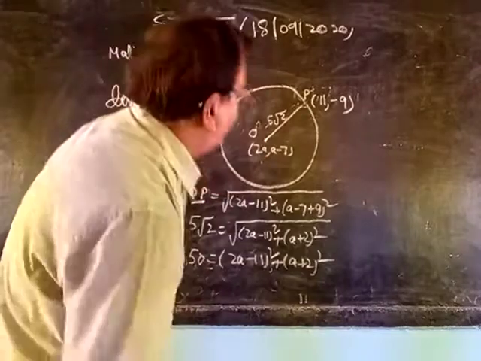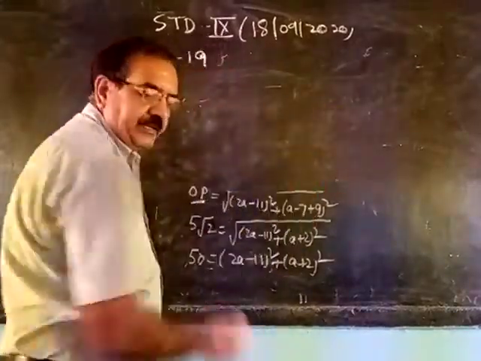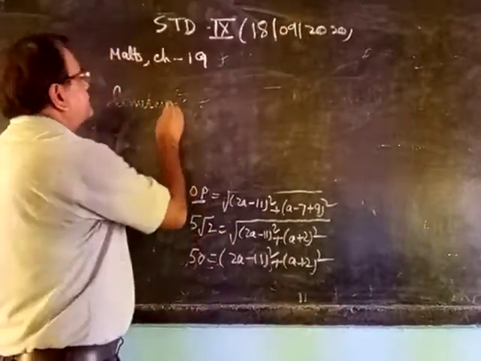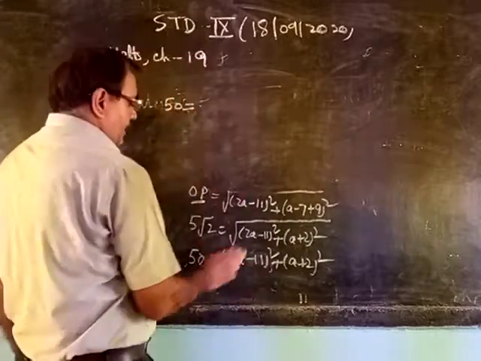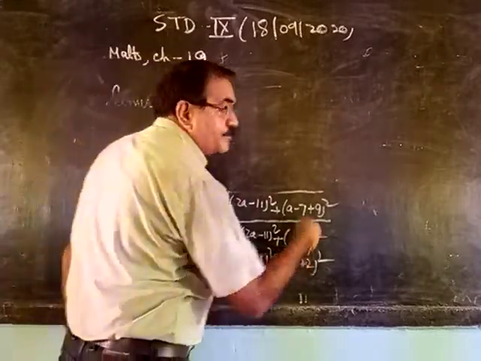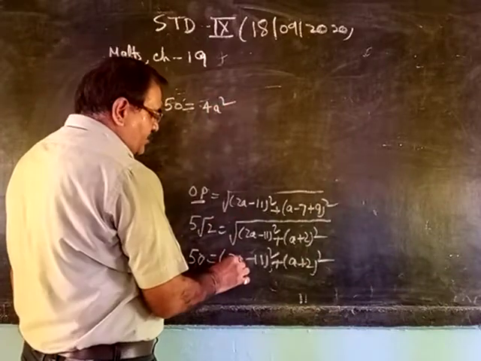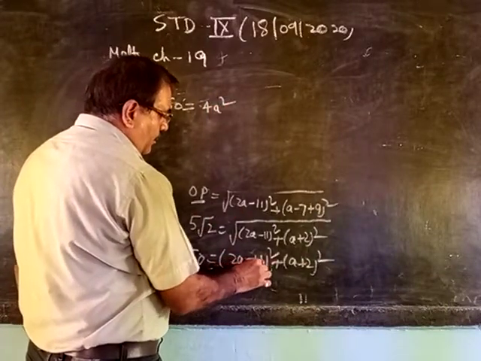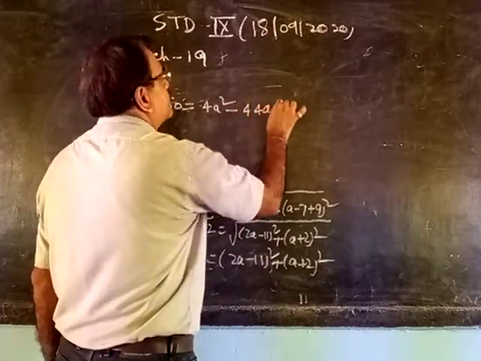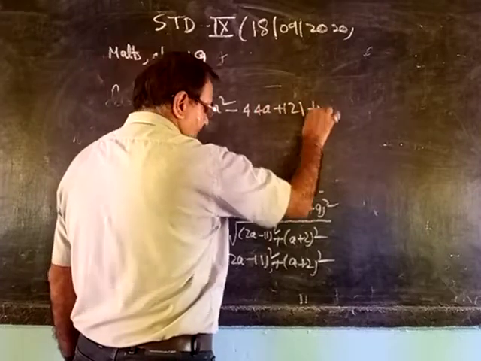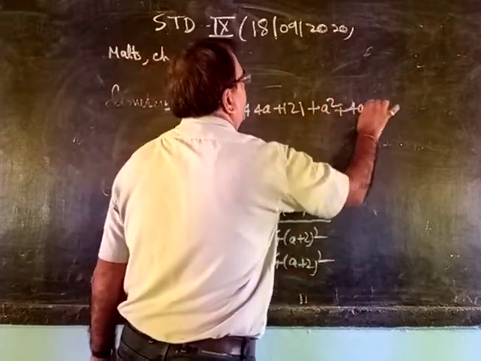Now we have to simplify. This is based on the identities: (a minus b) whole square, and this is (a plus b) whole square. So (2a) square means 4a square, minus 2 times 2a times 11, which is 44a, plus 121. Then this bracket: a square plus 4a plus 4.